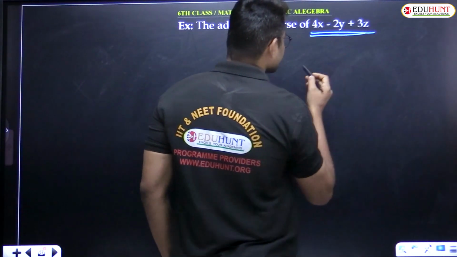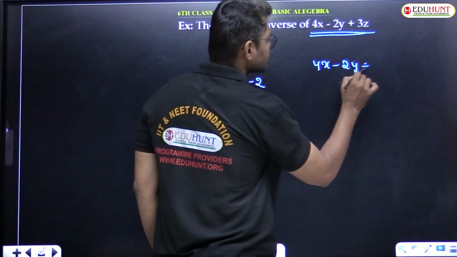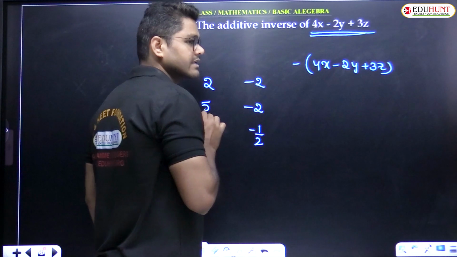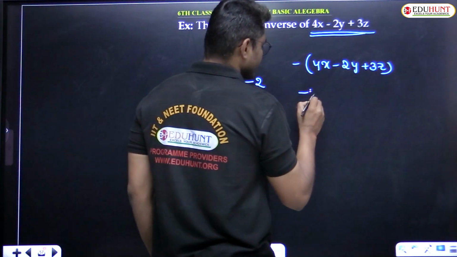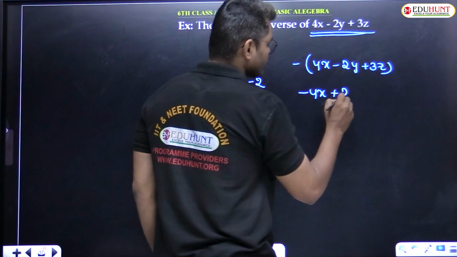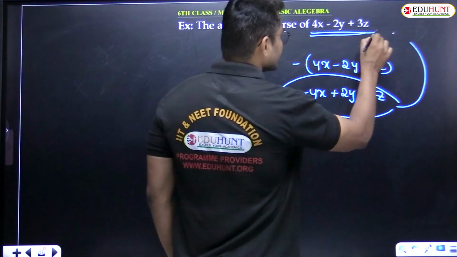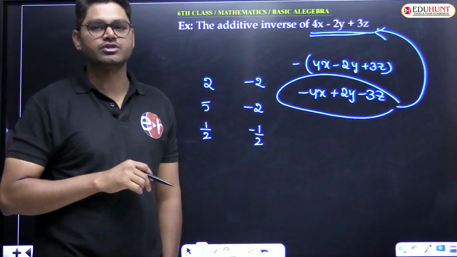Given expression. So, here it is given 4x minus 2y plus 3z. Additive inverse of this will be like this. Now, change the signs. Minus 4x plus 2y minus 3z. This is the additive inverse of this. Because if these two expressions are added, the result will be 0.